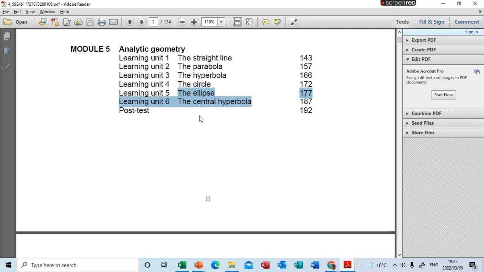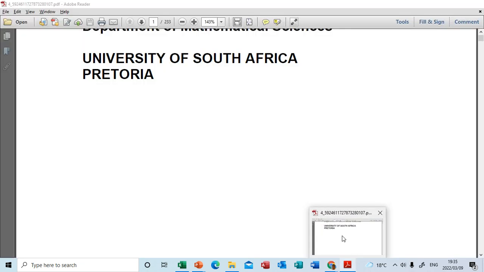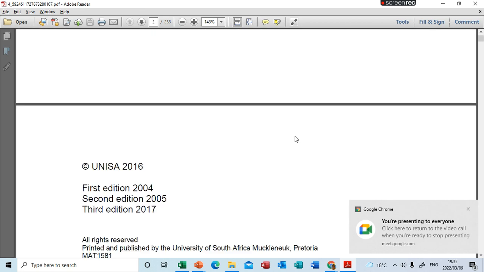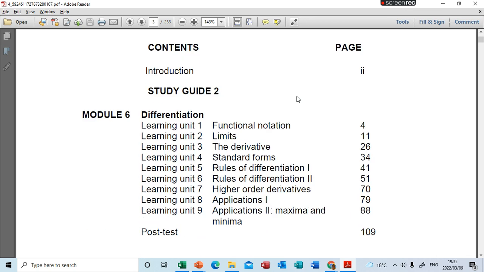So assignment 3 and 4, it's based on study guide 2. Then study guide 2 is this one. This is the one that you're gonna use. This is the study guide 2. I hope you all have the study guide. So we're gonna do the limits.